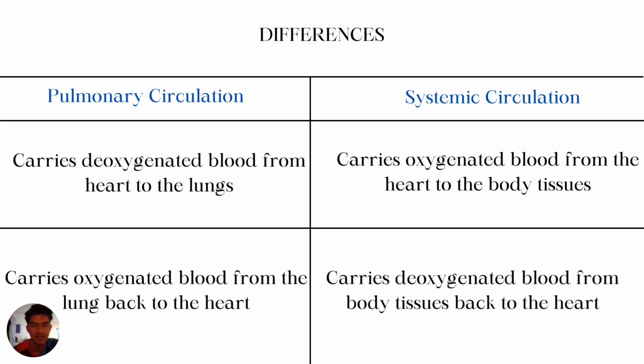Pulmonary circulation and systemic circulation have differences. For the differences, pulmonary circulation carries deoxygenated blood from the heart to the lungs, and it carries oxygenated blood from the lungs back to the heart. For the systemic circulation, it carries oxygenated blood from the heart to the body tissues and carries deoxygenated blood from body tissues back to the heart.